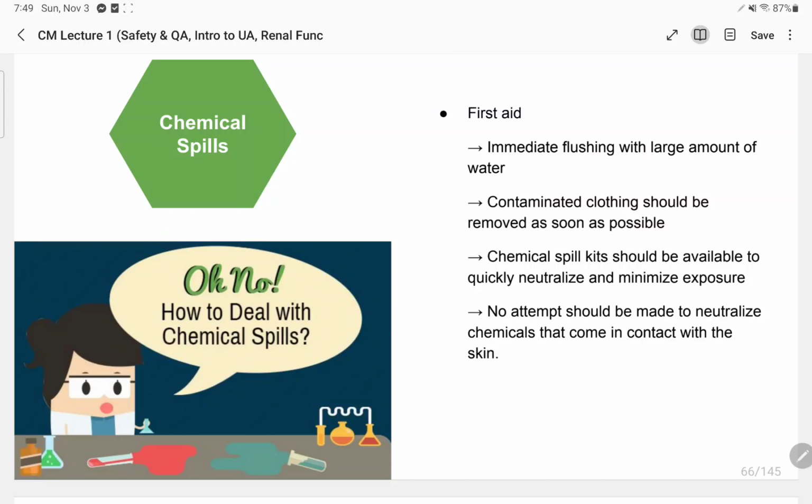So tubig lang, splash lang tubig, and then katong clothing nga na-contaminate, hubuon dayon, katong nahabilin pa nga mga chemical, neutralize na siya. Follow kung unsay gibutang dito sa chemical hygiene plan and material safety data sheet nga first aid if ever nabutang siya sa panit. Okay?